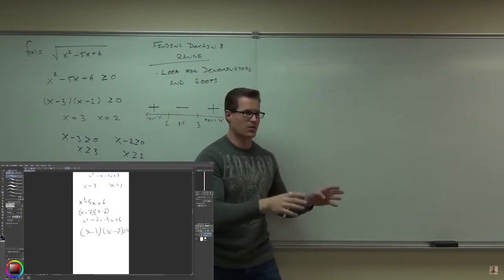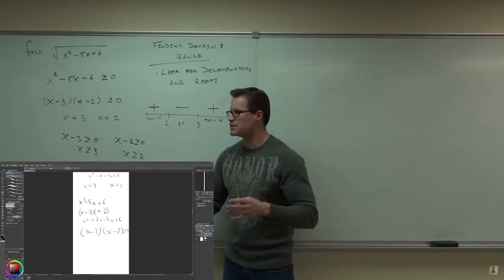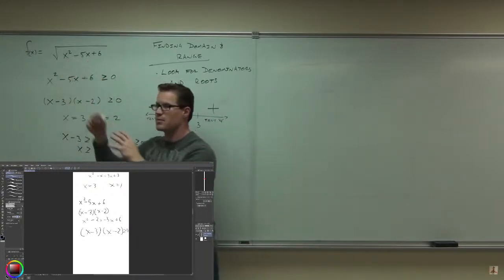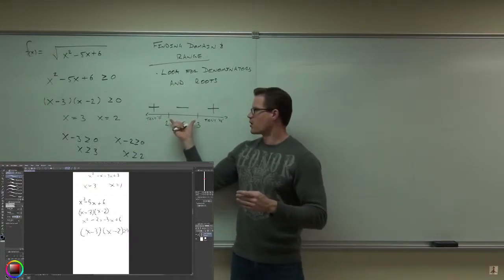Some of you are zoning out. You can't zone out right now. This says every number I plug in over here, that's okay, because it's a positive. The inside is going to give me a positive, and square roots of positives are okay. These numbers aren't so good.